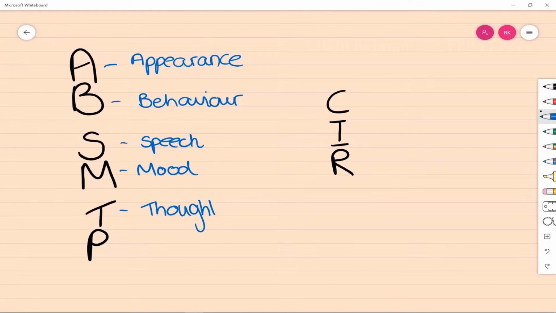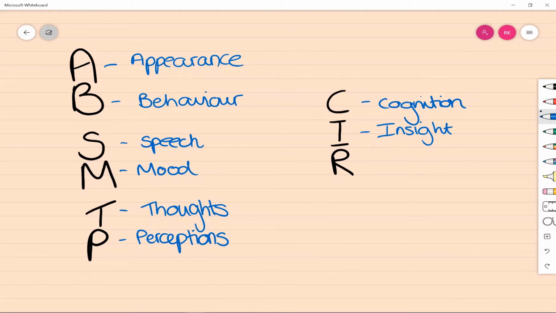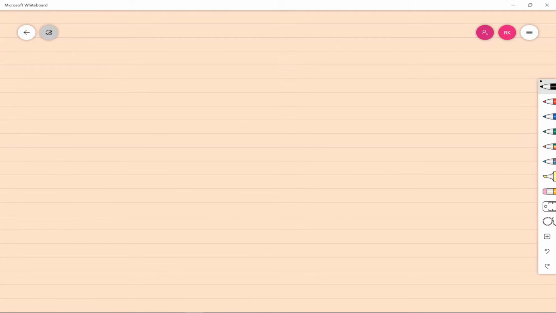The final three look at cognition, insight, and then in some cases risk assessment is also considered. Depending on your institution and where you're learning about mental health, this might not be part of their usual MSE, but always useful to mention. So I'll take those back into those pairs and go through each one.